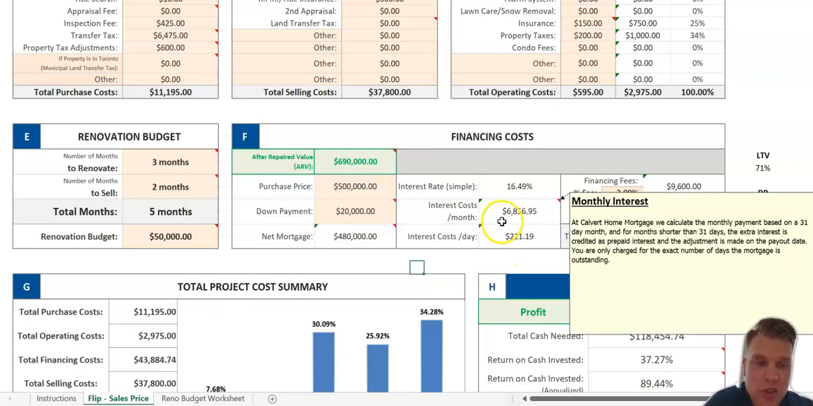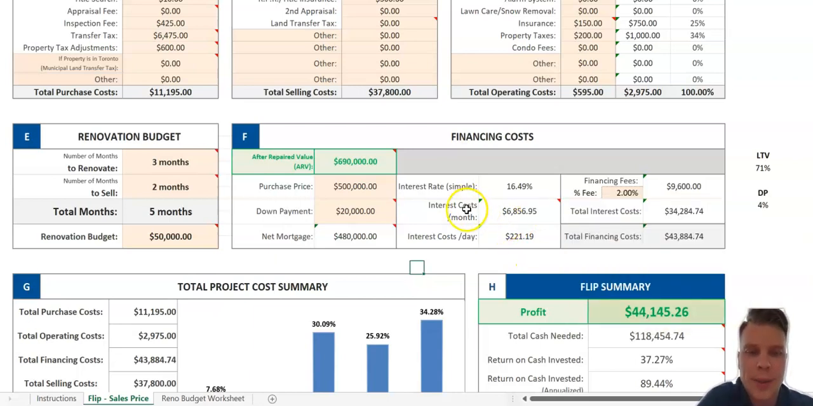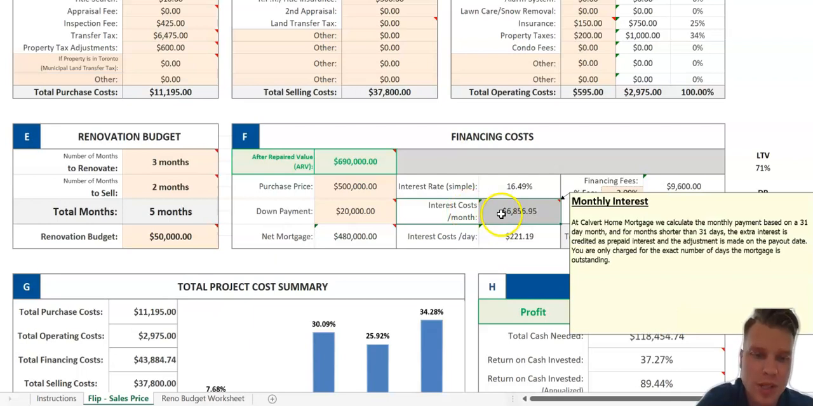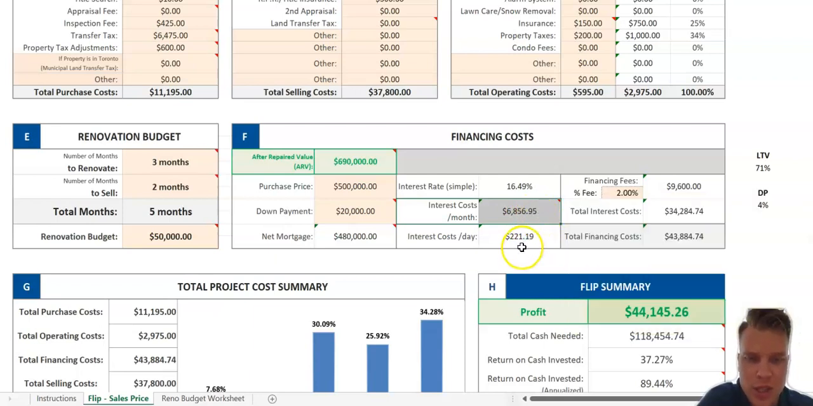Here at Calvert, we like to be as transparent as possible, so your mortgage payments are illustrated here. On a monthly basis, you're paying, call it $6,900 a month. Your interest costs per day are $221.